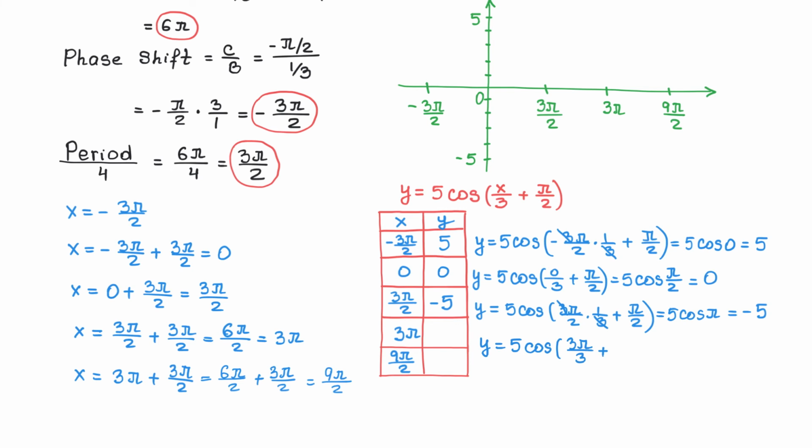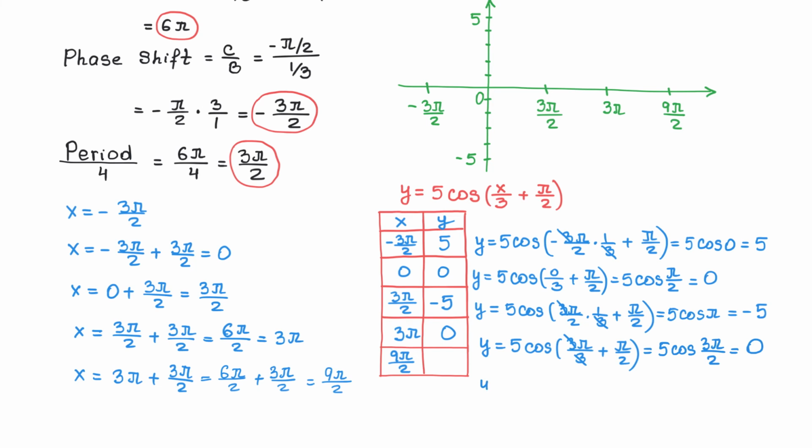Now in the next row we will have y equals 5 cosine of 3 pi divided by 3 plus pi over 2, and 3 and 3 will cancel, and pi plus pi over 2 makes 3 pi over 2. Then we will have 5 cosine of 3 pi over 2, and cosine of 3 pi over 2 is 0, and 5 times 0 is 0.